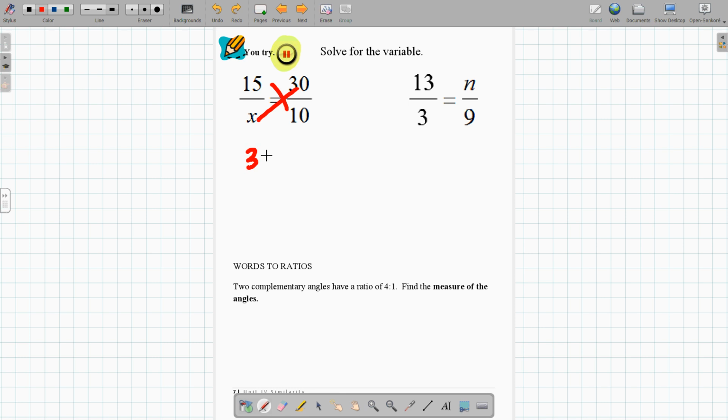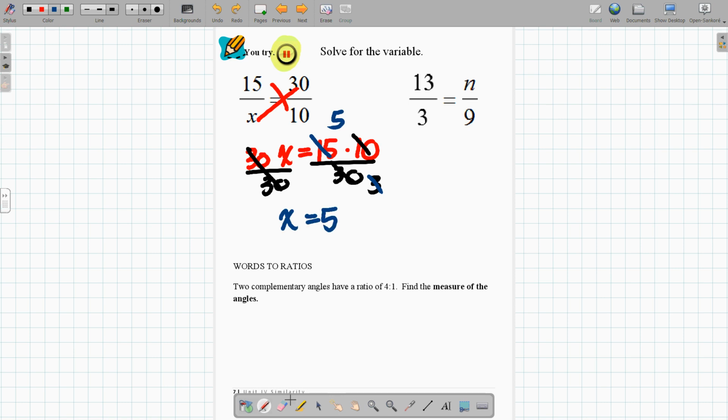Cross multiply. I'm going to do that. 3, and then 3 goes in there 5 times. X equals 5. A few of you were able to simply do that in your head, and that's perfectly fine. Cross multiply.